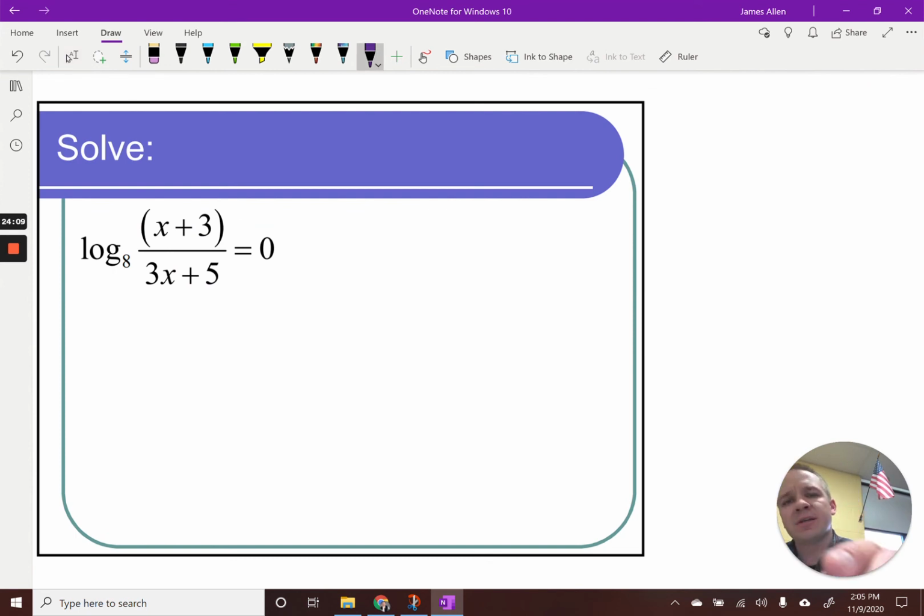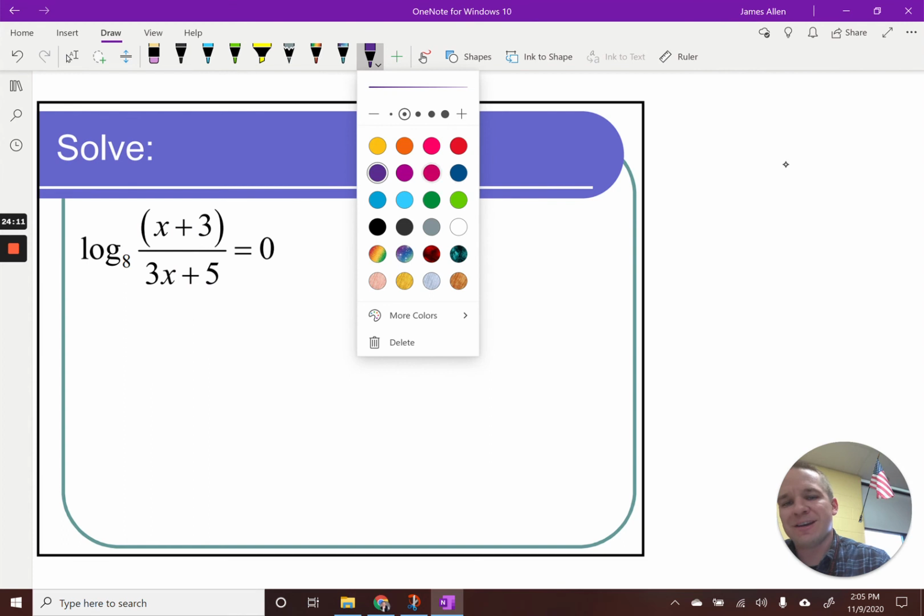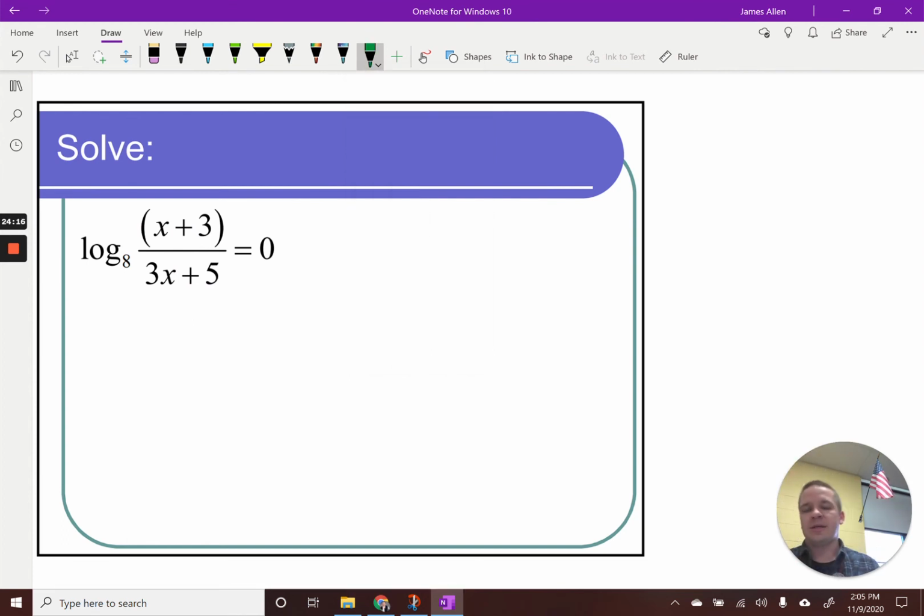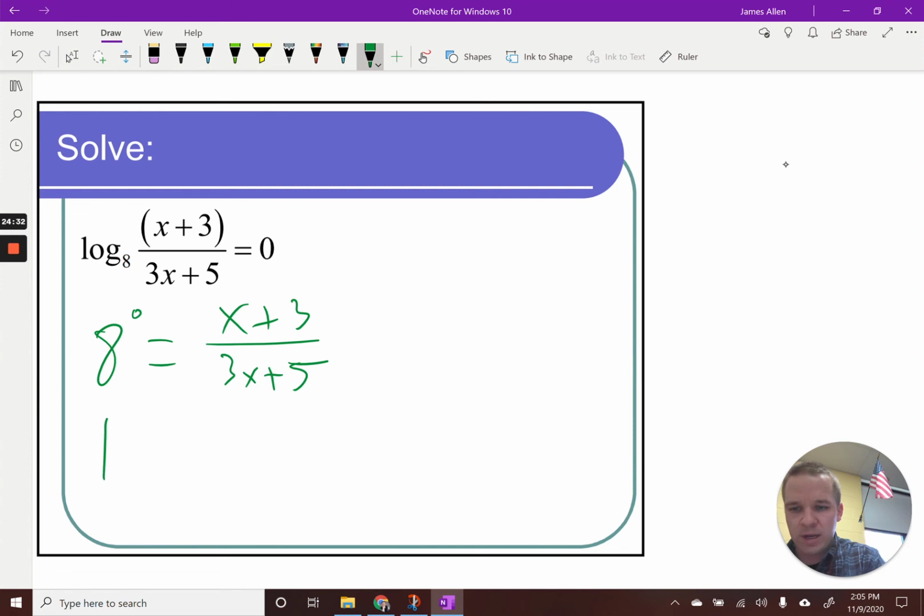There are a few ways of solving this. I'm going to go over the best way of solving it, in my opinion. Just kidding. Everybody has their own opinions on these things. We could expand this, we could bring a log over, but I think I'm just going to write this in exponential form. I've got 8 to the 0 power is equal to x plus 3 over 3x plus 5. Well, that's just going to be 1 equals x plus 3 over 3x plus 5.